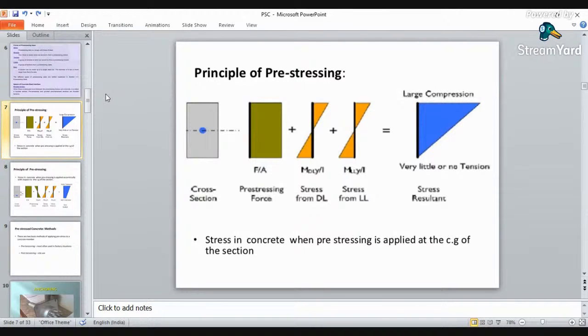And when there is no bond between pre-stressing tendons and the concrete, then it is termed as unbonded tendons.